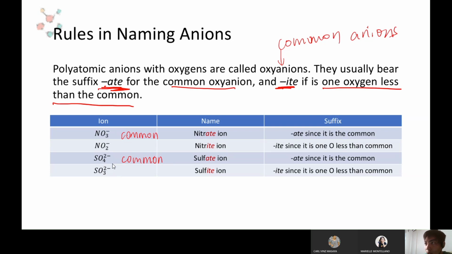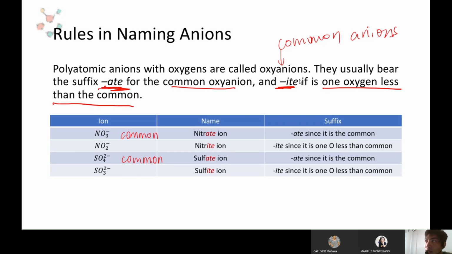Okay? So, to name them, since 1 oxygen lang yung difference, instead of using the "ate", we will use the "ite". So, instead of naming it as sulfate, we will name this as sulfite. So, ganun. Again, recall natin.